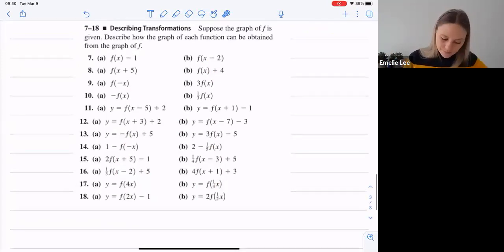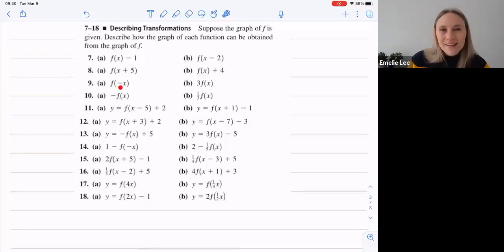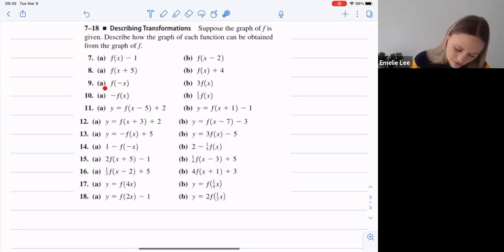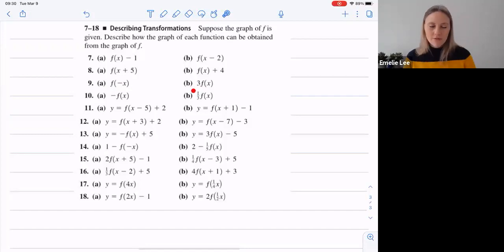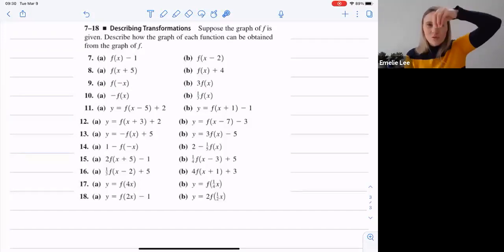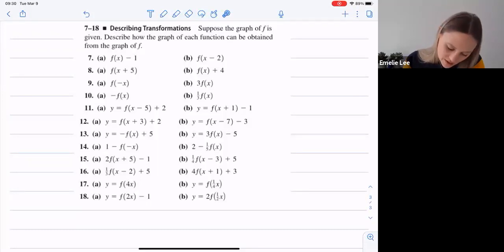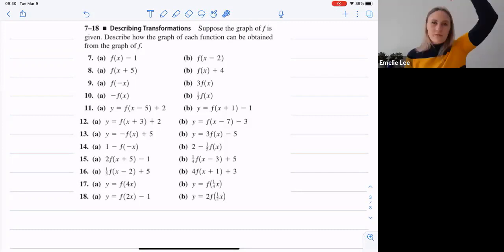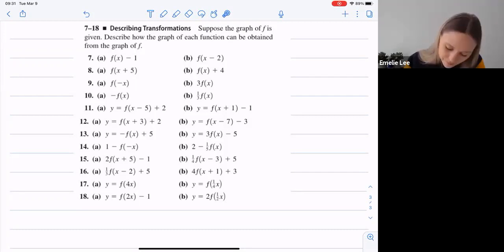For 9a, f of negative x: all my positive x's become negative and my negative x's become positive. That's a transformation: I'm reflecting across the y-axis. What about 9b? I'm multiplying my f of x by 3, and remember, f of x is my y values, so I'm stretching this thing by a multiple of 3, not 3 units, a multiple of 3.